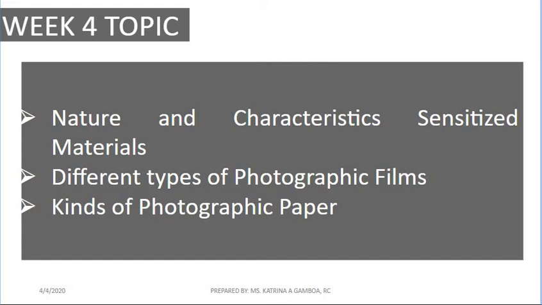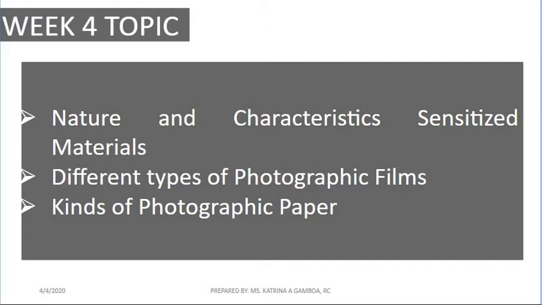Okay, welcome to the course, unit 4 of our forensic photography. The topics for today are all about the nature and characteristics of sensitized materials, the different types of photographic films, and the kinds of photographic paper. We're going to talk about the sensitized material. This is the second element in photography.